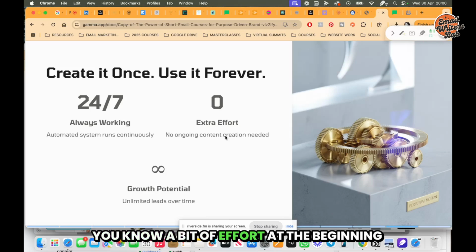A bit of effort at the beginning, and this is the beauty of an online business. So this is where I stop.